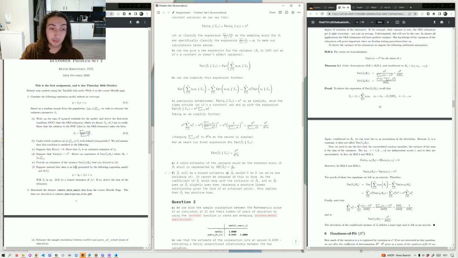That's that. F, I'm even less sure about. Okay, so suppose instead that the data is in fact generated by the following regression model, not the Stata one, but now it has a constant, essentially. Will beta 1 in equation O2 be a biased estimator of beta 1? If so, derive the bias of the estimator.